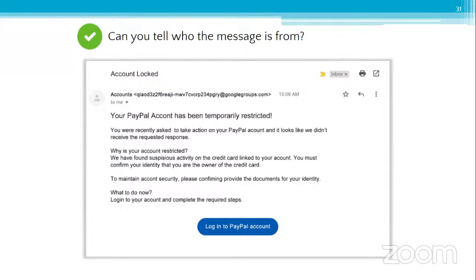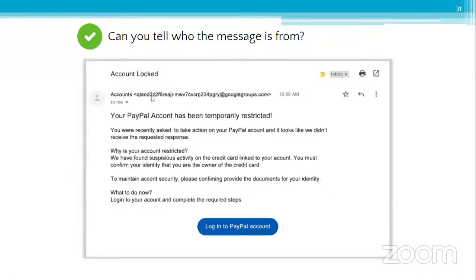PayPal. All of you know PayPal. PayPal is a transaction app where people send, receive money, and also pay clients. So this person sent an email that this account has been locked. Even look at how they wrote the spelling of account. Your PayPal account has been temporarily restricted. You were recently asked to take action on your PayPal account, and it looks like we didn't receive the requested response. Why is your account restricted? We have received suspicious activity on the credit card linked to your account. You must confirm your identity that you are the owner of the credit card. To maintain your account security, please provide the documents for your identity. What to do now? Log into your account and complete the steps.